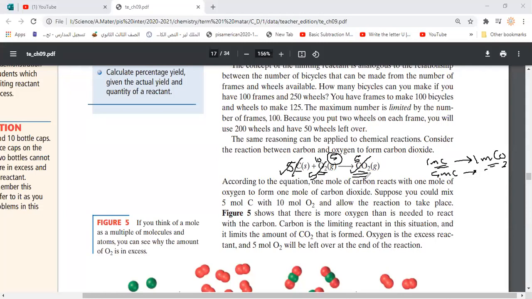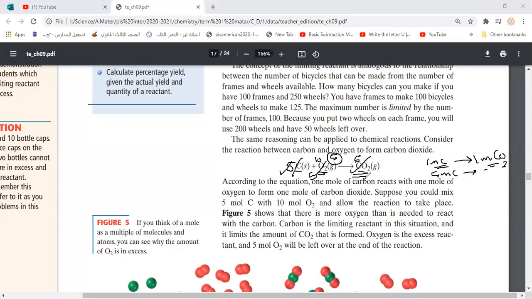You get the idea? Like the bottle caps. You already have 10 bottles, but just 6 bottle caps. So you get 6 bottles, and it's the same idea here. Is it clear here, guys? Yes, Mr.